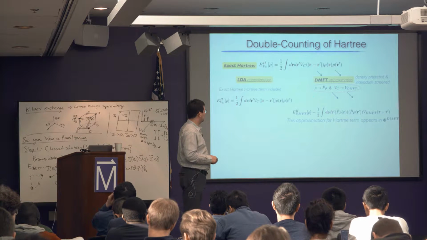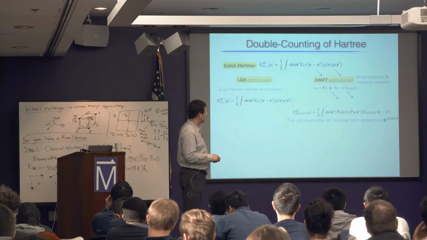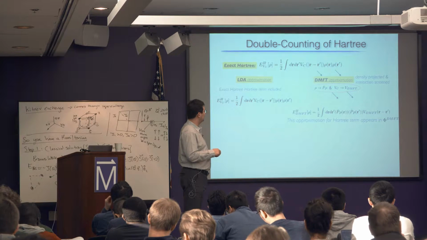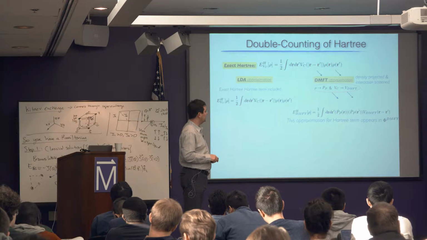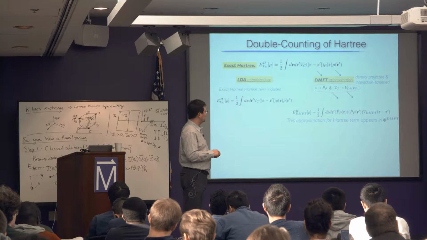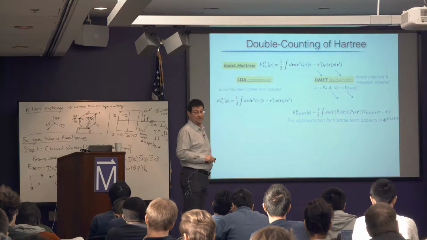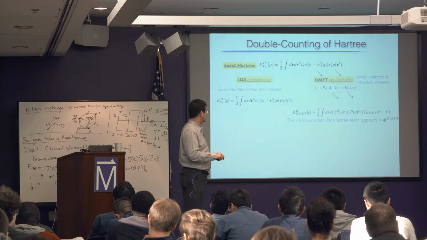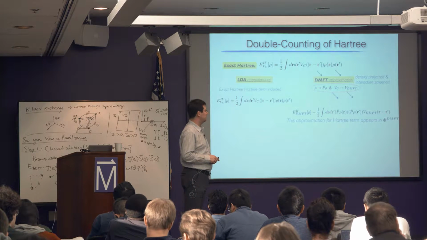Okay, so what do we do then in DMFT? We do two things, as I said. We screen the Coulomb interaction. Instead of V Coulomb, we use V DMFT. And then instead of the charge density, we use the projected charge density, isn't it? So that's the exact expression for the Hartree term within DMFT.